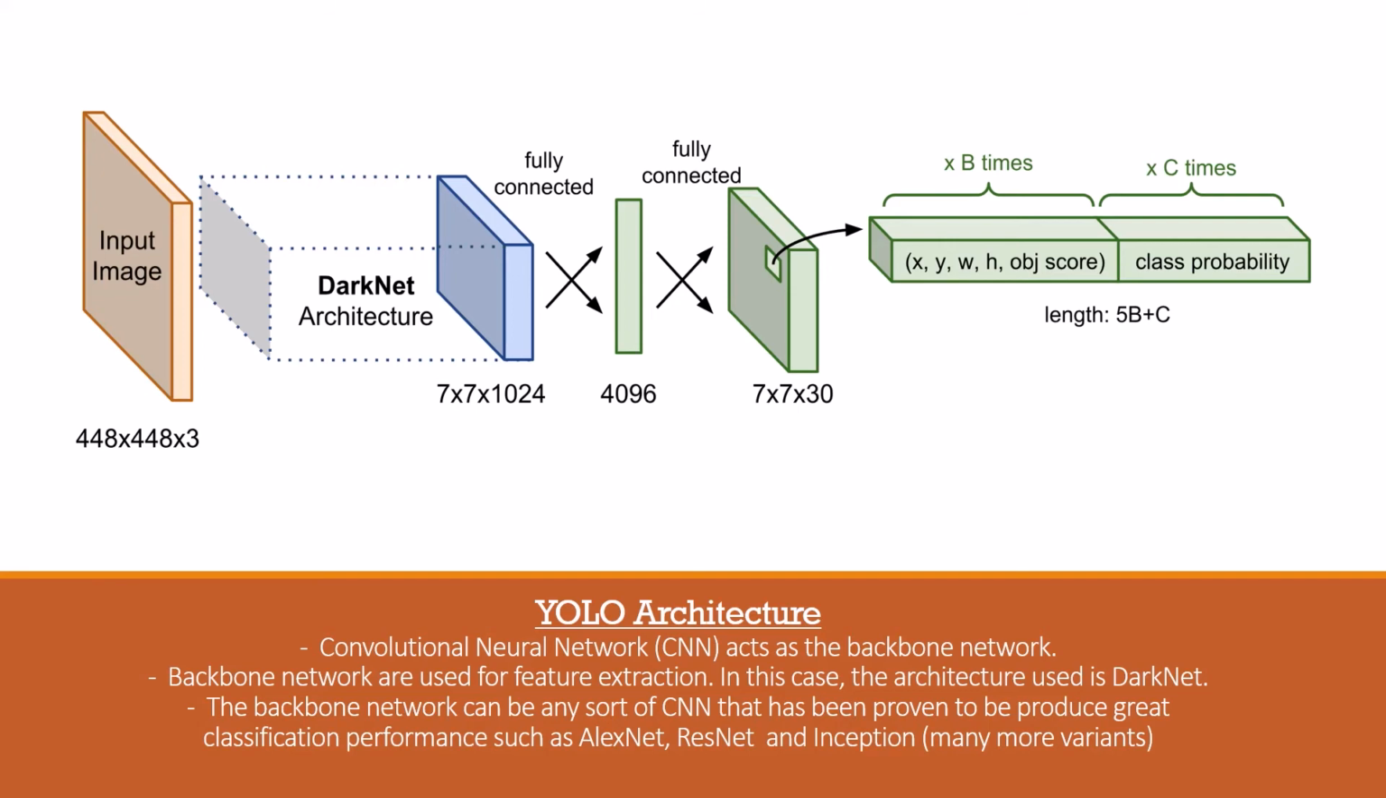CNN is used as the backbone network for 2D object detection algorithms. Backbone networks are used for feature extraction. Thus, it is worth noting that if we use CNN architectures with higher performance, we will possibly improve the performance of the 2D object detector.